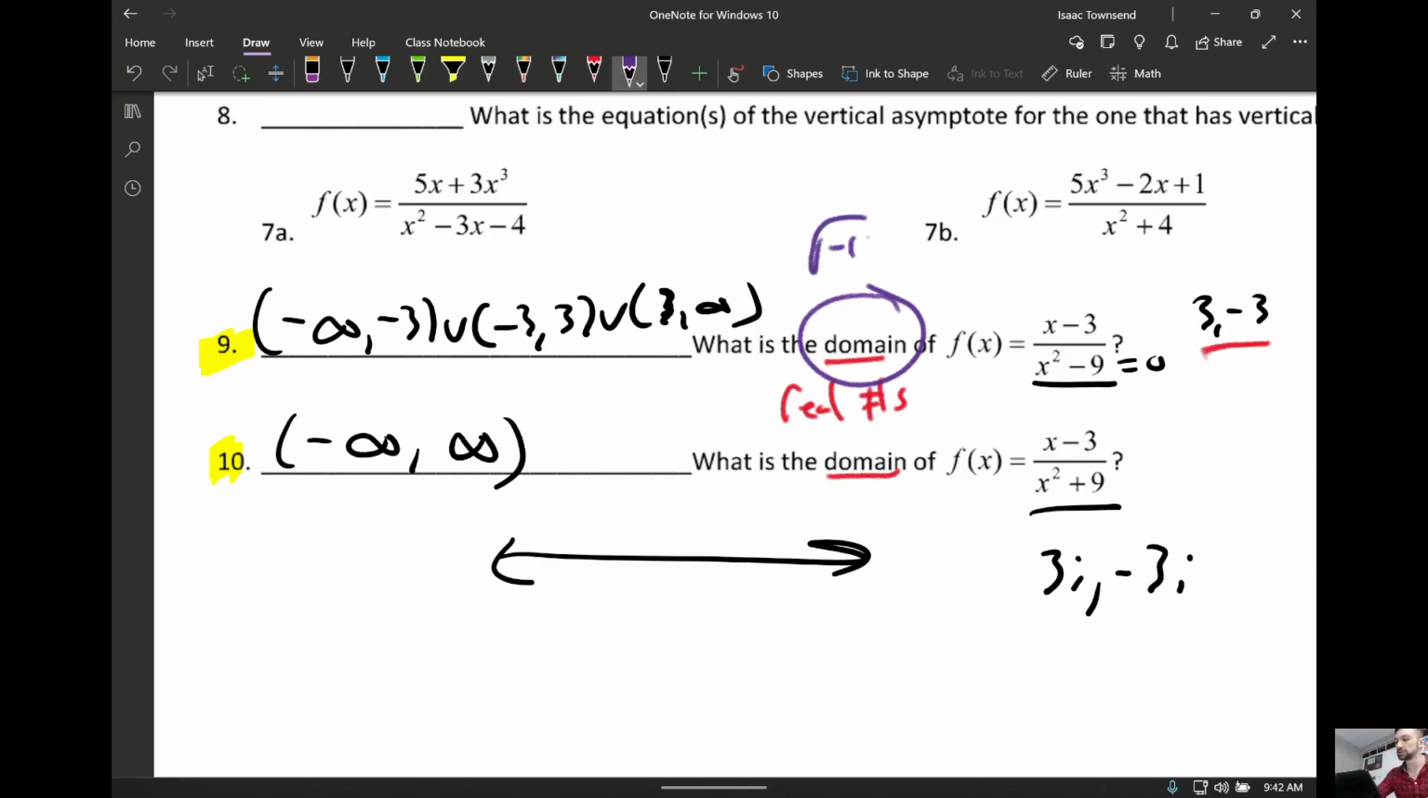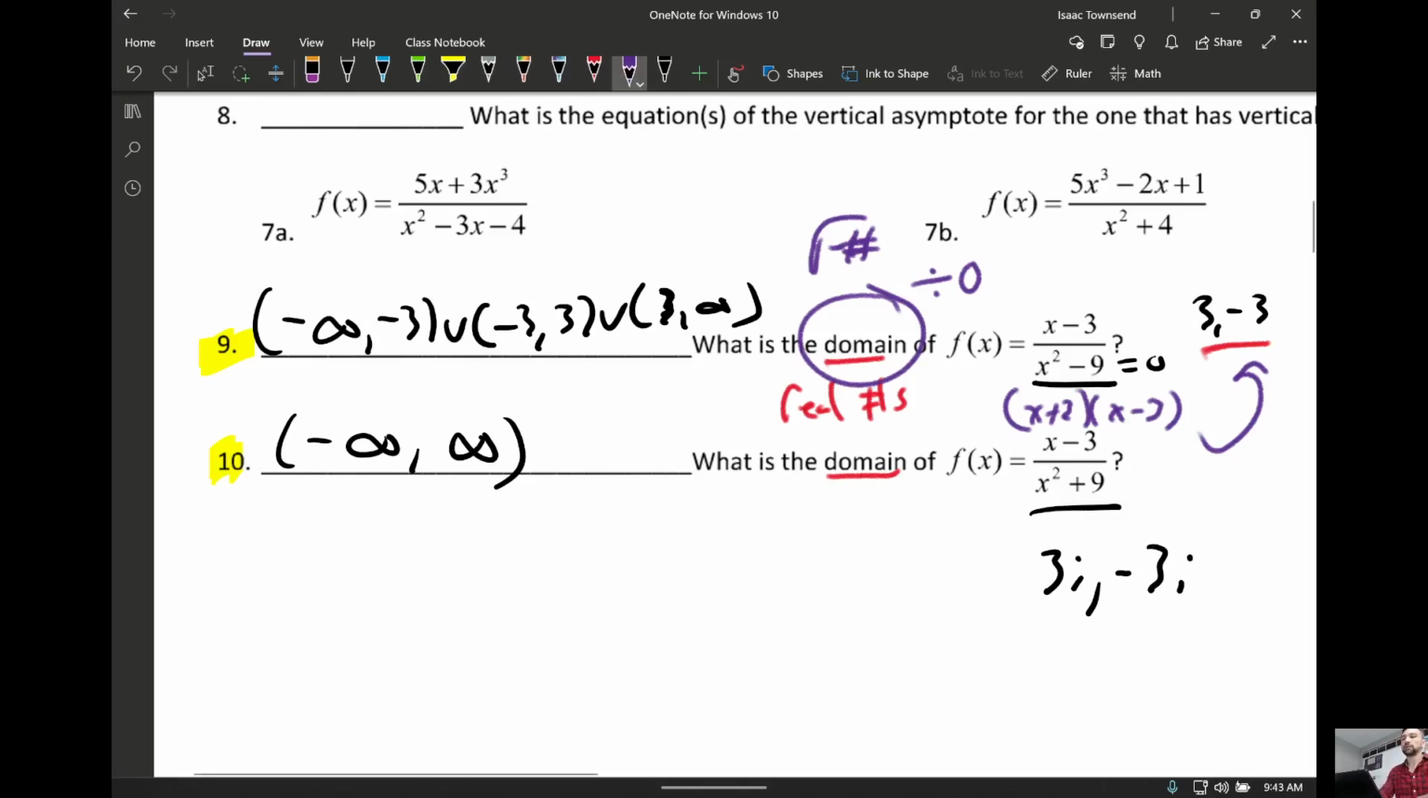for these questions. The other type of numbers you need to take out of your domain are numbers that give you division by 0. So if you set this denominator equal to 0, there was 2 numbers that give you division by 0, so you have to take those 2 out. These are the 2 numbers it can't be.